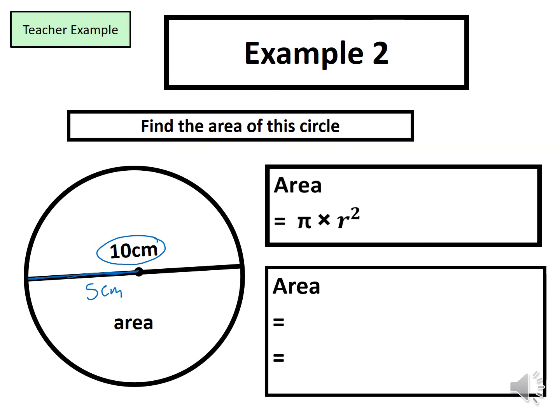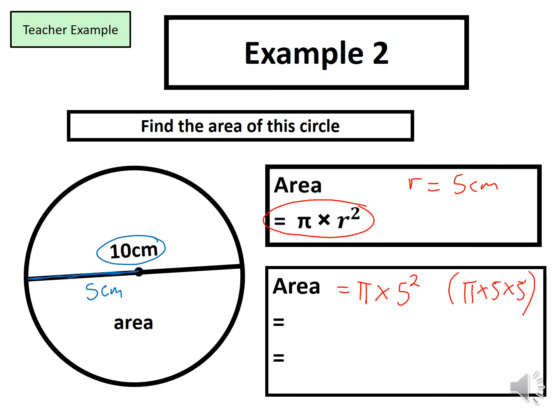So I'm just going to write our key bit of information on the right hand side. r equals 5 centimeters, and we are just going to take this value and substitute it into our formula. So area is equal to pi, using this formula here, times 5 squared. Again, you may rewrite it on your calculator as pi times 5 times 5 if you wish, and that should give you a value of 78.53981 centimeters squared. Don't forget we're calculating the area, so it's units squared.